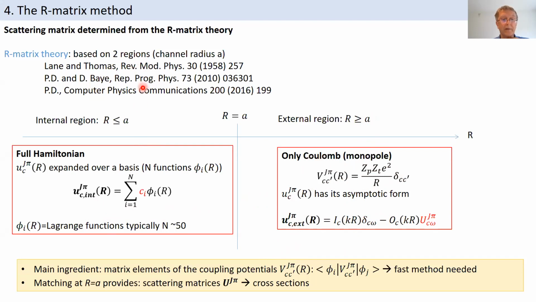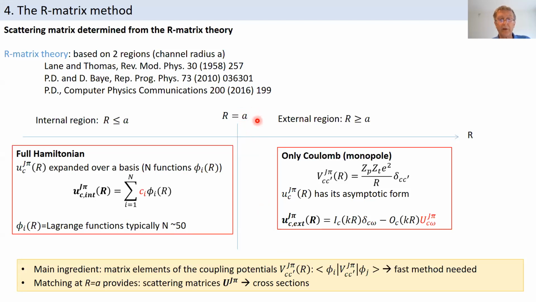I refer to these references here. But the main ingredient are the matrix elements of the coupling potentials, the coupling potentials that I mentioned in the slide before. So you need a fast method to compute these matrix elements. And when you match the internal and external solution at the channel radius, you can determine the scattering matrix, which is here, and the coefficients of the internal wave functions. And then you determine the cross sections.